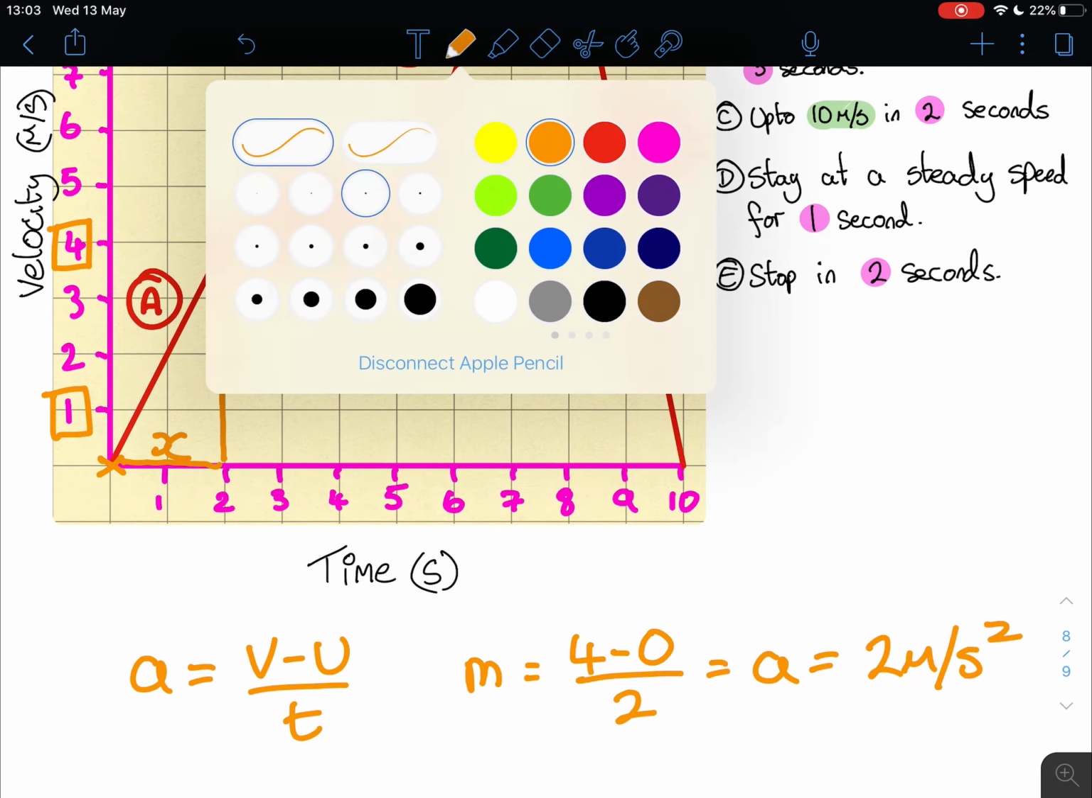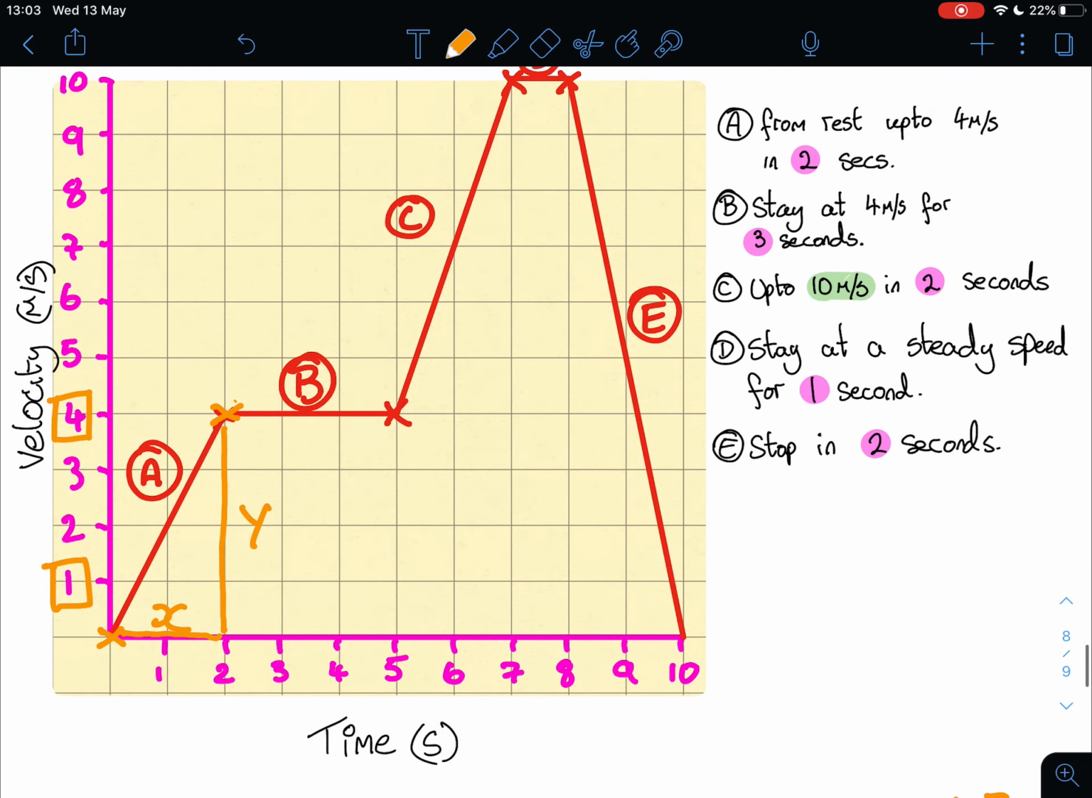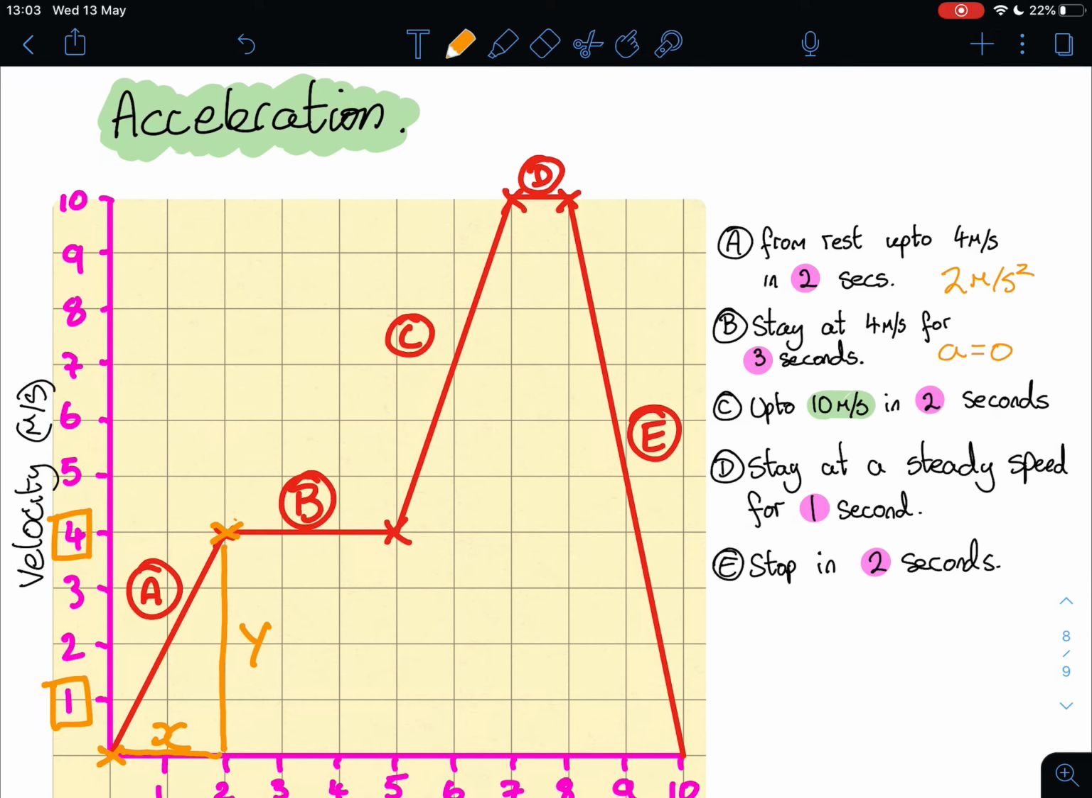Choose a smaller pen. Here we've got no gradient, so B has an acceleration of 0. This one was 2 meters per second squared. Right, C. We're going to start and go across here, from there to there. V was 10. U was 4.